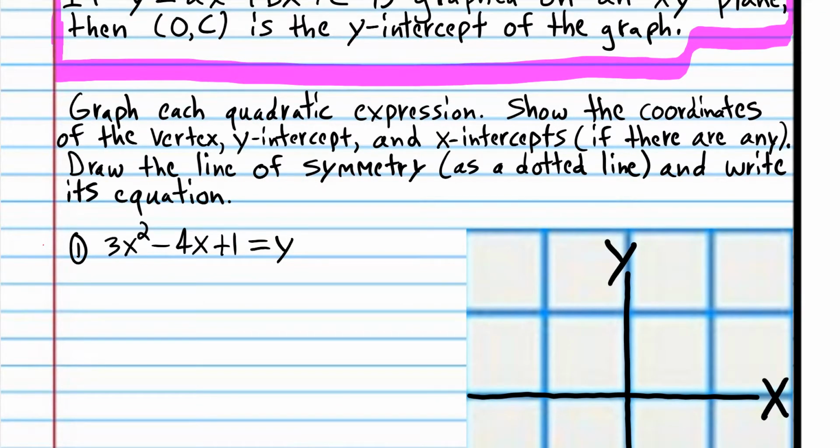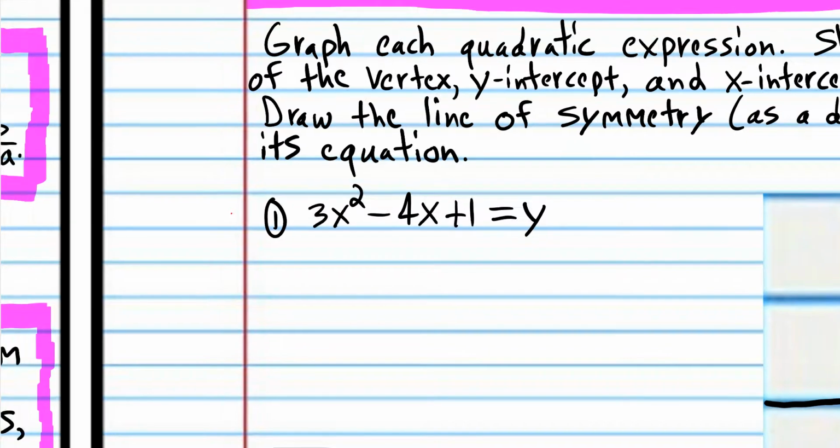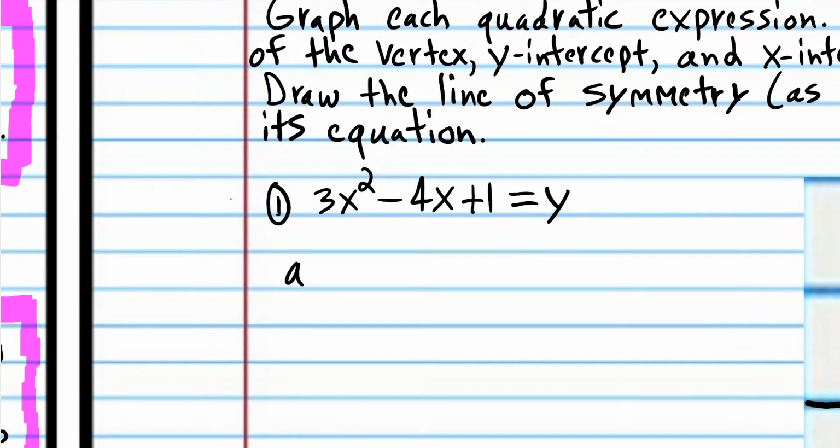As we did in the previous class, for these problems I want you to find the x-intercepts and the y-intercept and draw the line of symmetry and write its equation. And of course, the most important point, as always, of a parabola, a quadratic expression, is the vertex. Okay, so first we're going to label constants. Remember, those numbers are called a, b, and c in standard form.